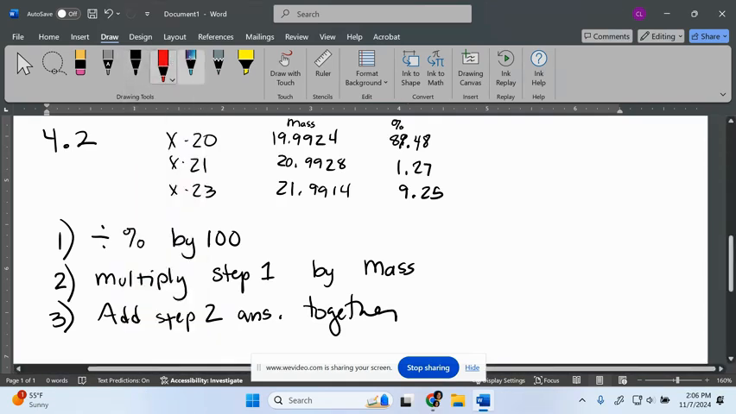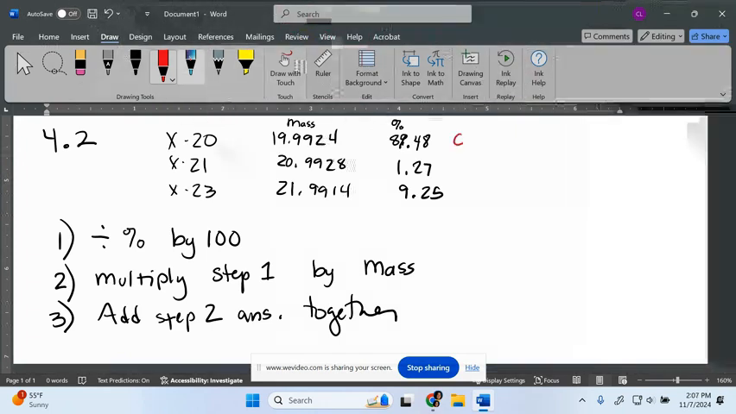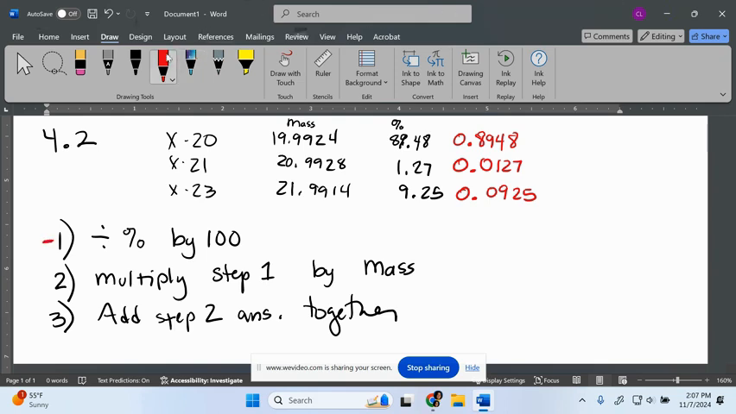Okay, so I'm going to divide these by 100. So this divided by 100 would be 0.8948. This guy would be 0.127. Yeah, 0.127. A lot of people forgot. They just did this in their head, and they forgot that 0 there. So they did 0.127, and that would not be correct. And this one will be the same way. So be careful with those. Okay. So this is step 1 right here. I have done step 1 in red.